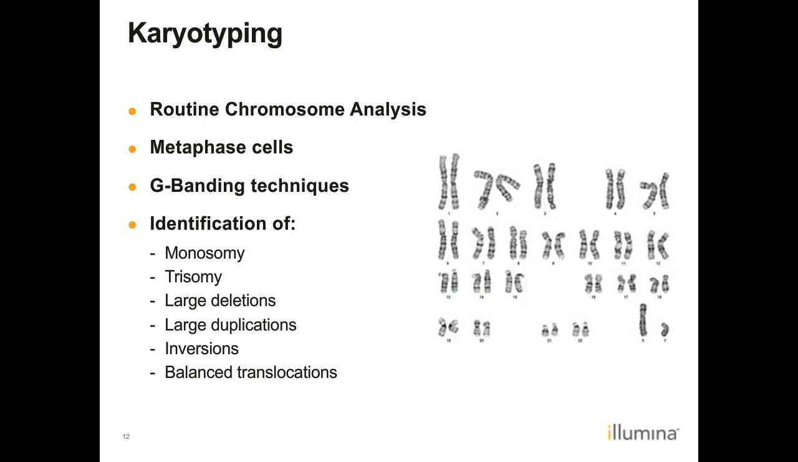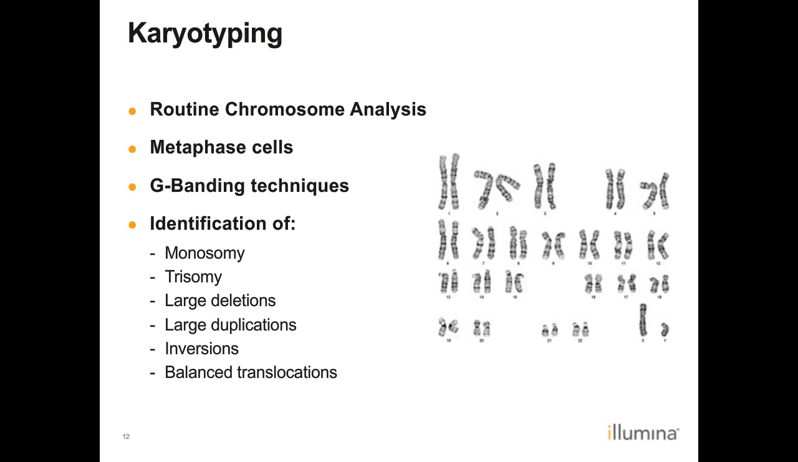You can see an example of such karyogram on the right. Karyotyping enables to observe abnormal gains and losses in chromosome structures. It allows for identification of various types of aberrations, including whole chromosomes, such as monosomies and trisomies, as well as large deletions, duplications, inversions, and translocations.